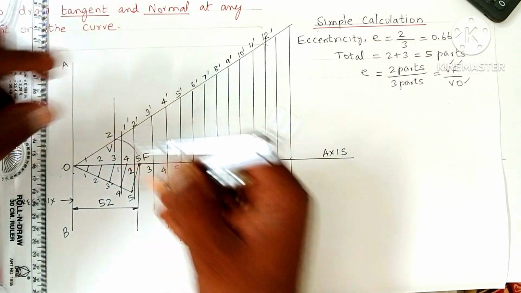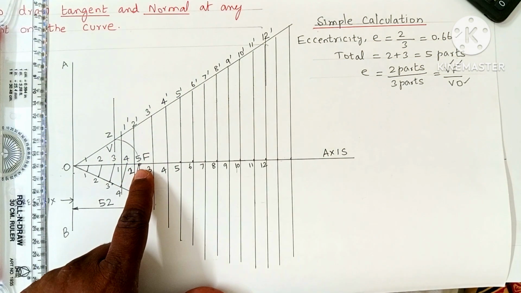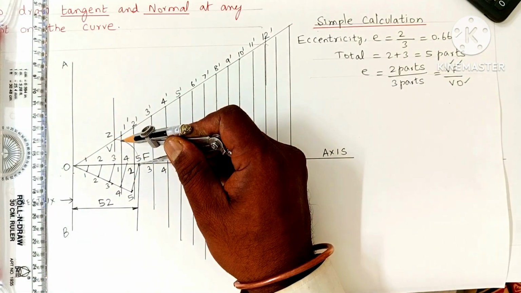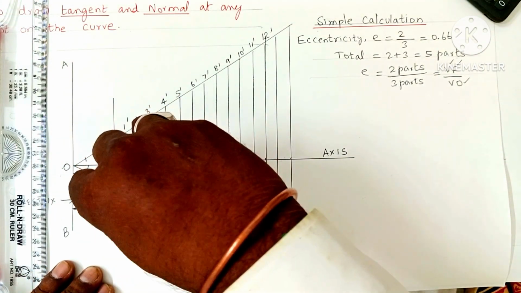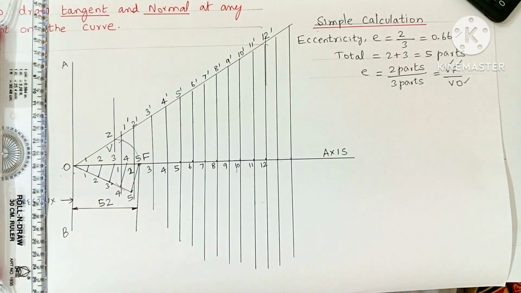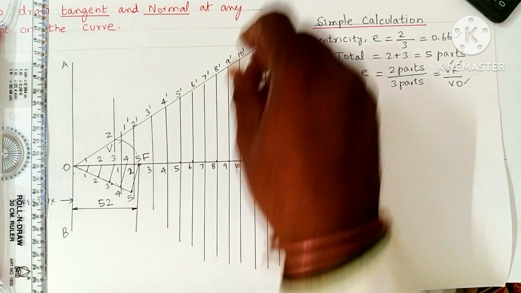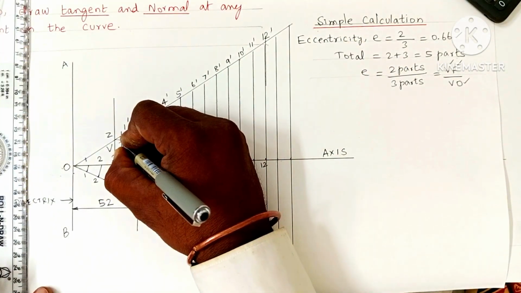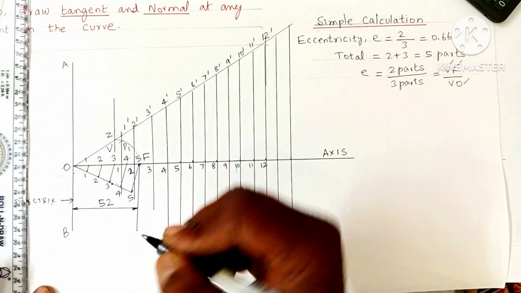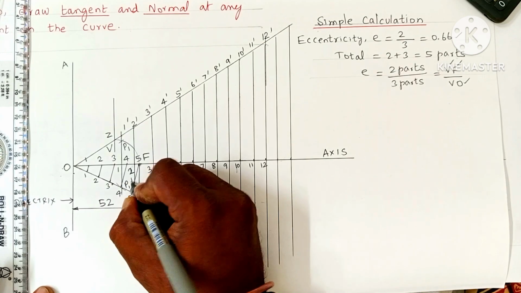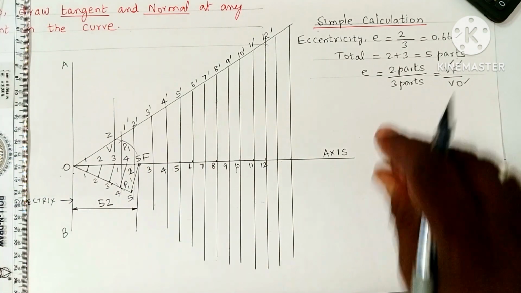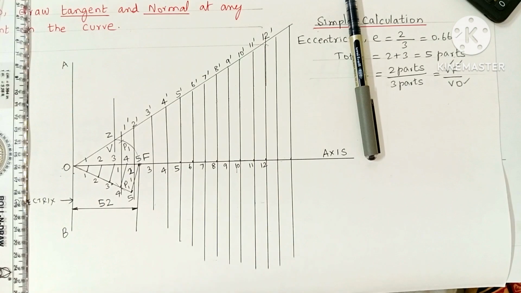Okay, F as center. F is at the fifth point. F as center of your compass, cut an arc on the first vertical line. It cuts it here, above and below the axis. So let this point be marked as P suffix 1. Similarly, below the axis, this point is marked as P suffix 1 dash. Understand? The same procedure is repeated for all other vertical lines.